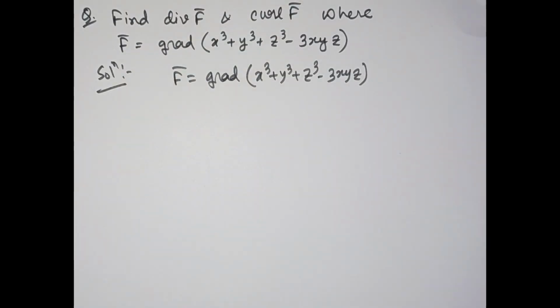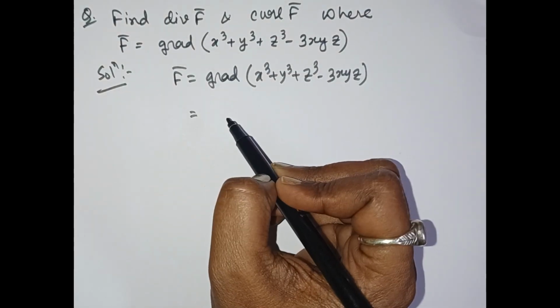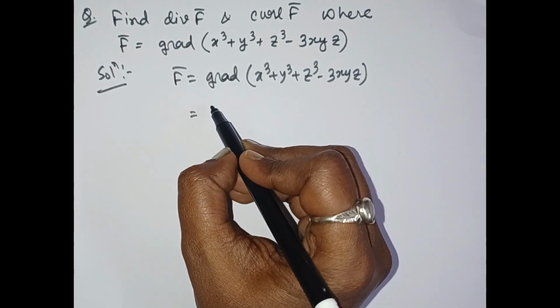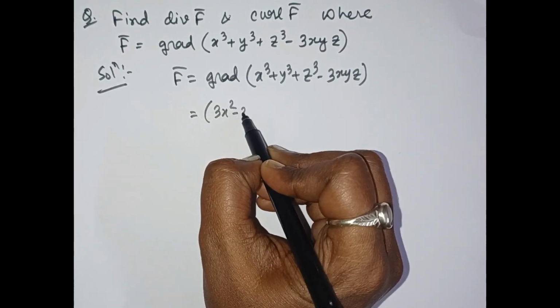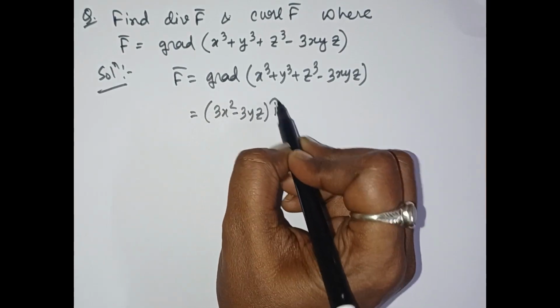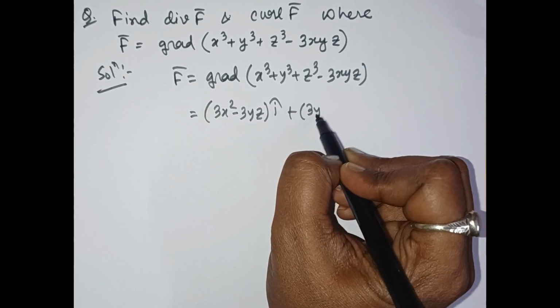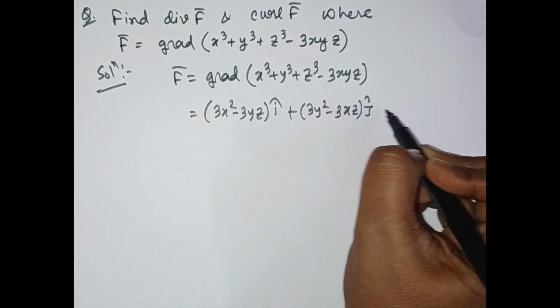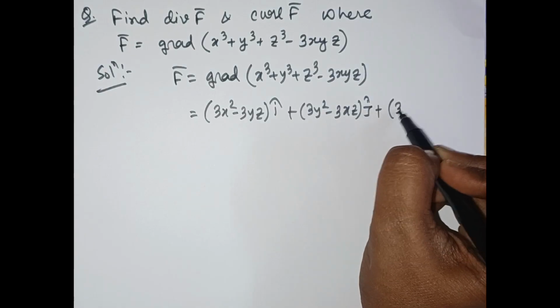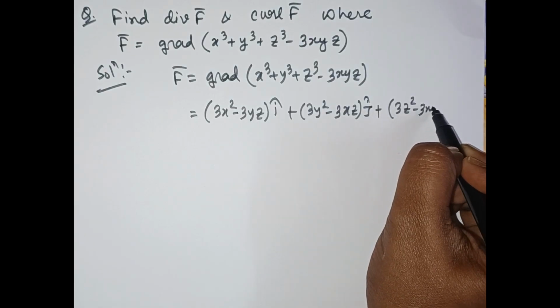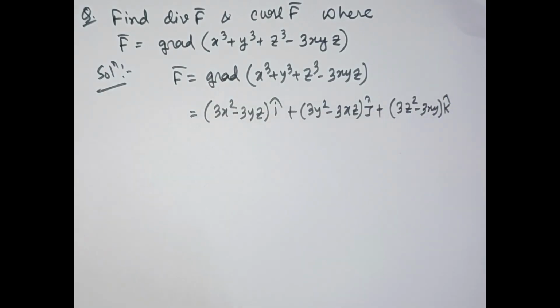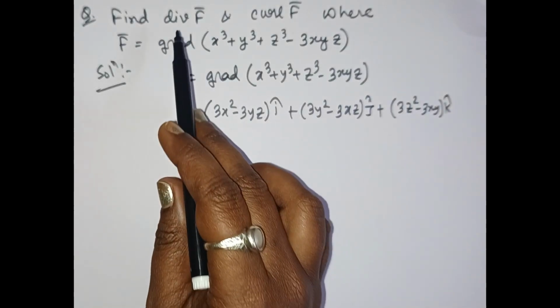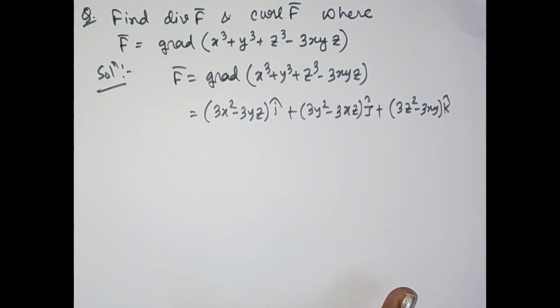So we can write this, or again you can calculate it easily: 3x square minus 3yz i, plus 3y square minus 3xz j, plus 3z square minus 3xy k. Now we have to calculate the divergence of f.